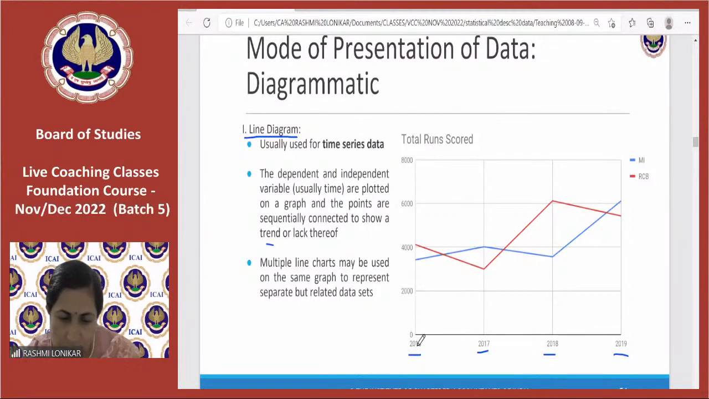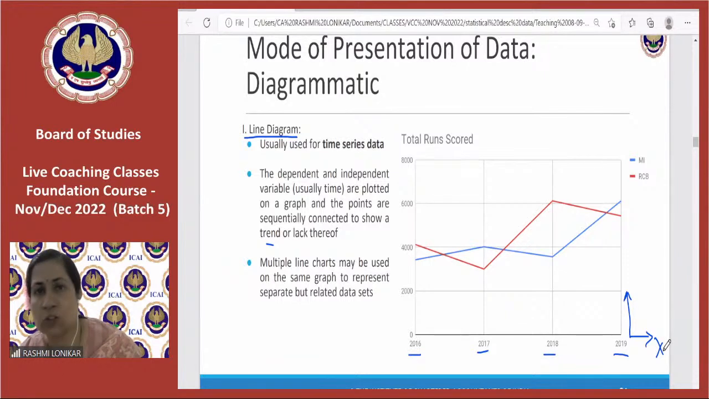So here I'm writing the years onto my x-axis. I hope you know that this is my x-axis and this is my y-axis. Dependent I'm showing on the y-axis and independent I'm showing on the x-axis. So in this case 2016, 17, 18 are independent variables, and runs scored is the variable that I show on the y-axis because that is going to change or vary.